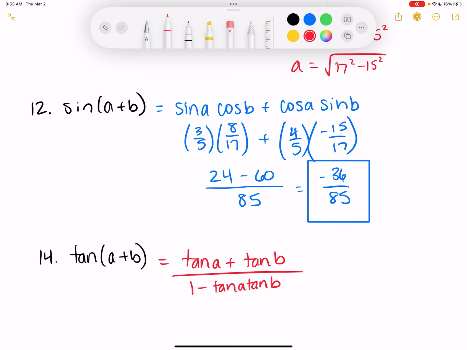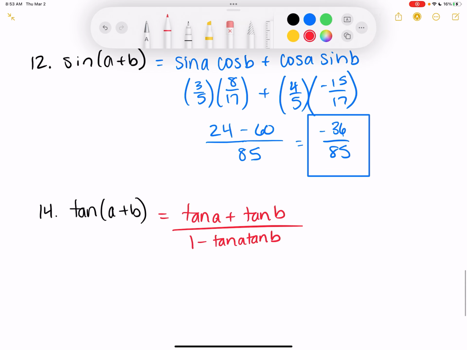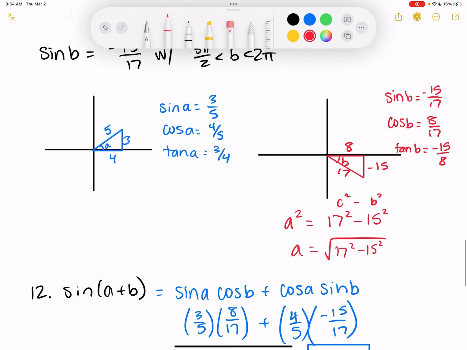Yep. So then, plugging this in, tangent of A was 3 over 4.